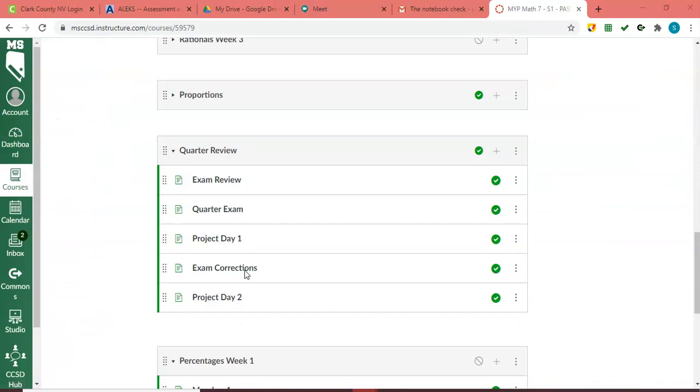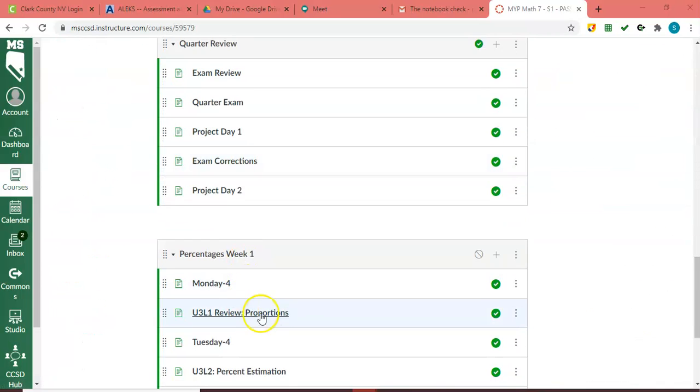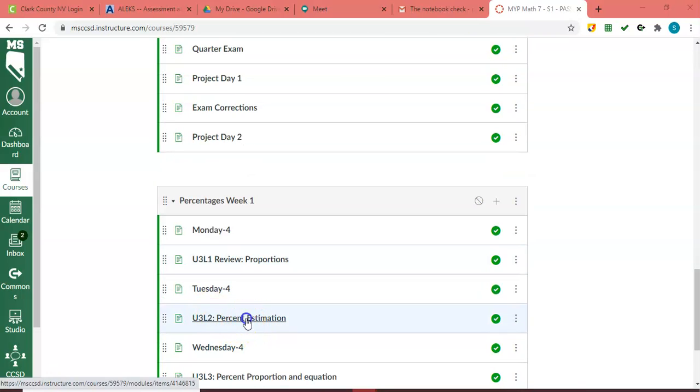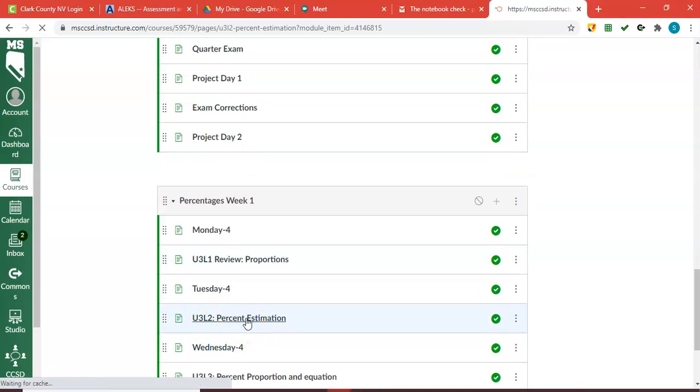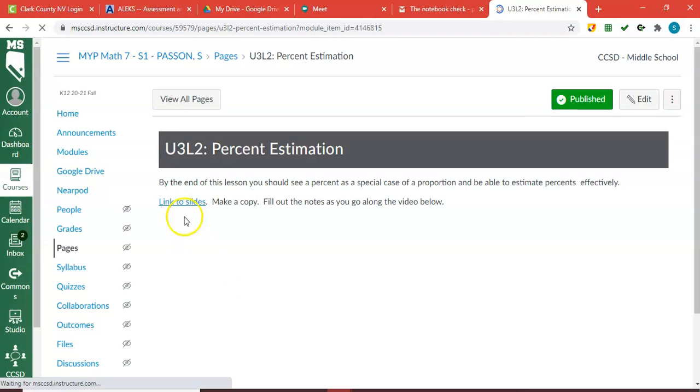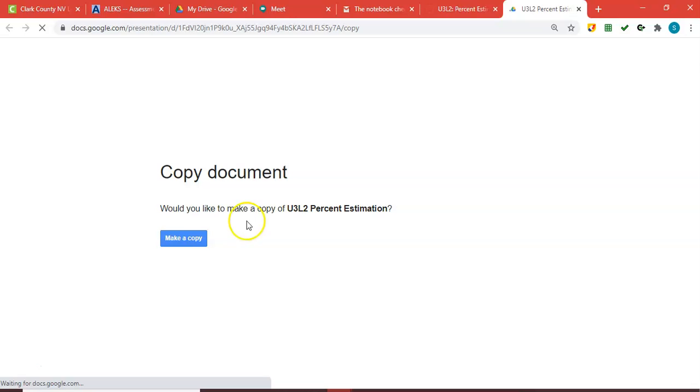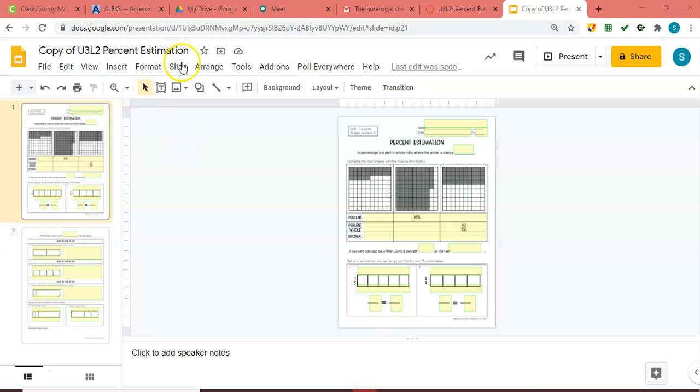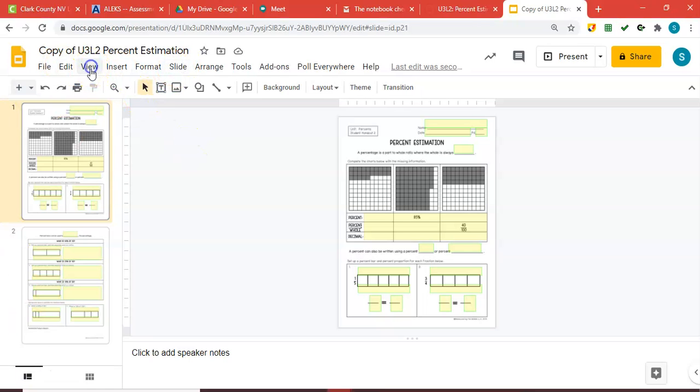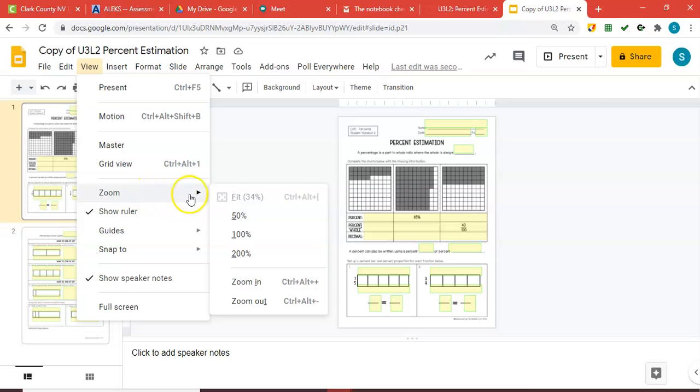So go ahead and go into Canvas, look for percentages week 1, go to Tuesday, and we're going to check out Unit 3, Lesson 2. I'm going to go ahead and click the link to make a copy of our slides. Alright, so now let's change the view to 100%.